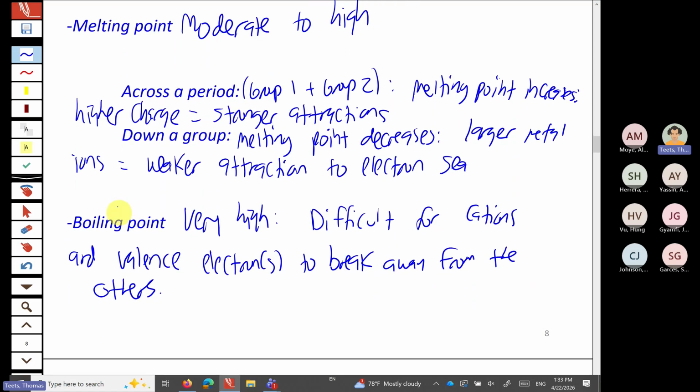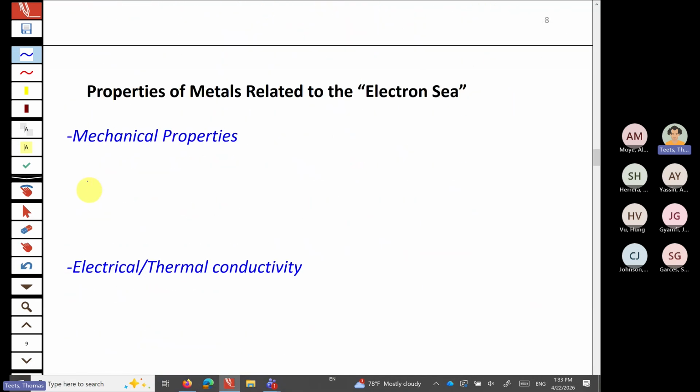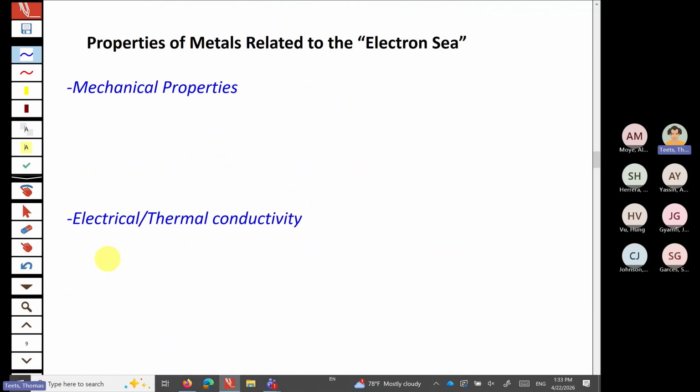Now let's talk a little bit about the physical properties of metals themselves that, again, derive from this electron sea model and the ways that these atoms are held together. So the first is if we talk about mechanical properties. Mechanical properties is essentially the response of a material to an applied force. So if you put a force on a material, how does it behave?